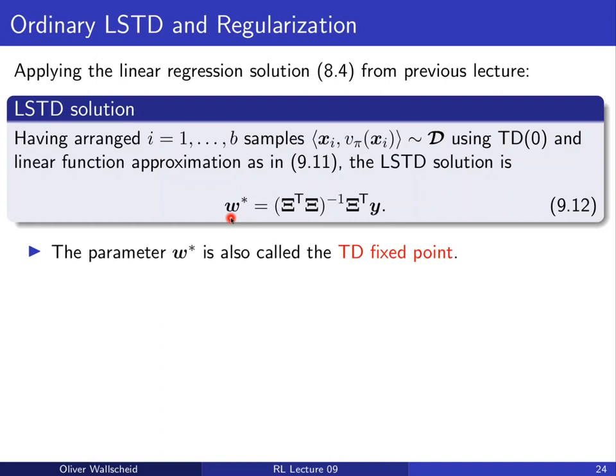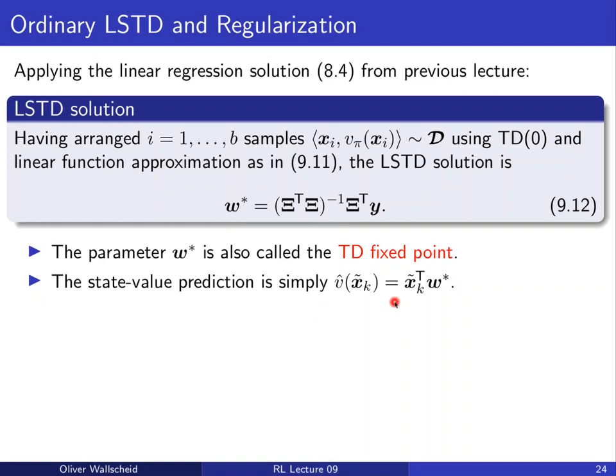In the literature, you will also find that W star is also called the TD fixed point, because W star would be also the parameter vector which we would get if we apply the incremental learning updates in the semi-gradient based fashion for an infinite number of times, and then tuning alpha, probably we would get W star. The state value prediction with that linear estimator, of course, is then also straightforward. We just need the feature vector transposed times that found optimal parameter vector W star, and we get directly our state value estimate for the respective part of the state space.